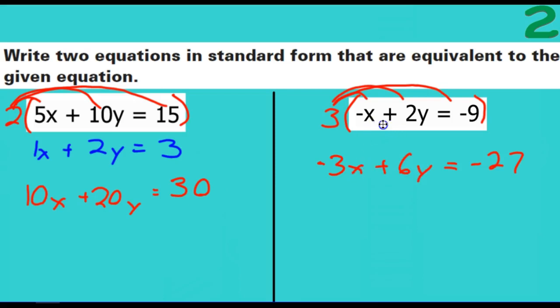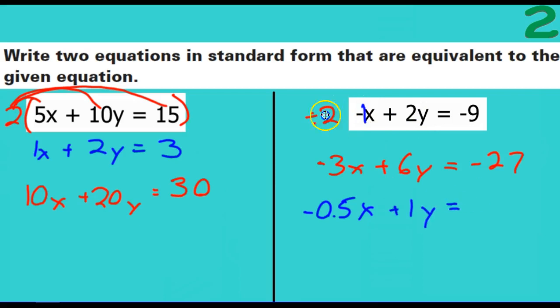Now another thing I could do here is we could divide everything by 2 if we wanted to. That's one way to do it. If I divide by 2, negative 1 divided by 2 gives me a negative 0.5x. 2 divided by 2 gives me 1y. And negative 9 divided by 2 gives me a negative 4.5.